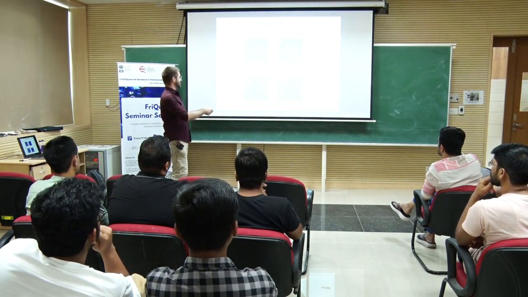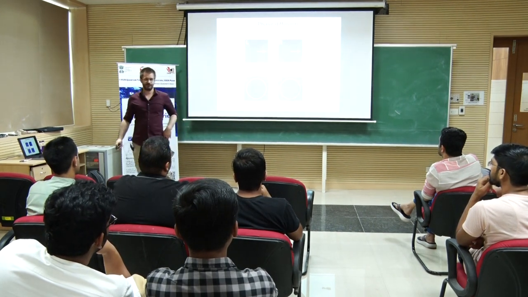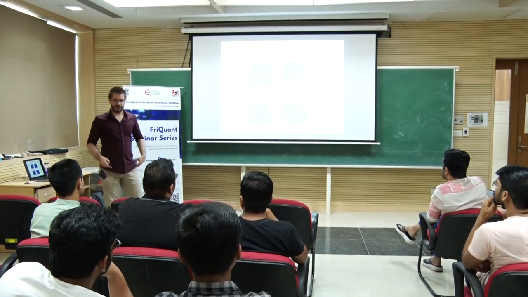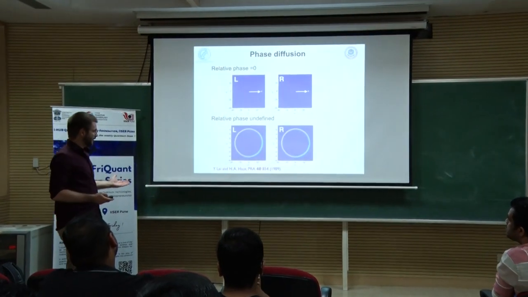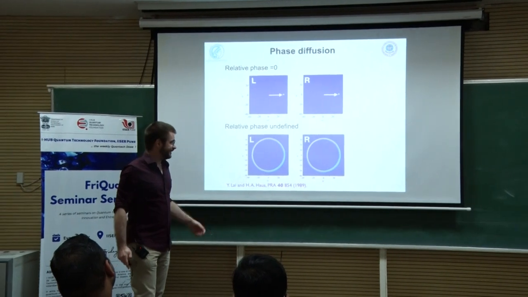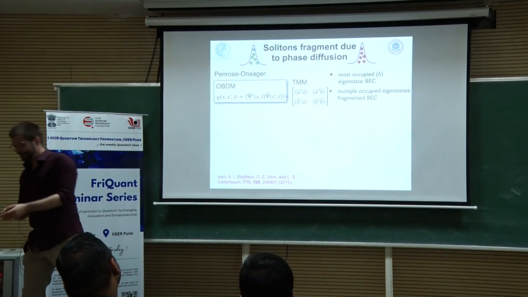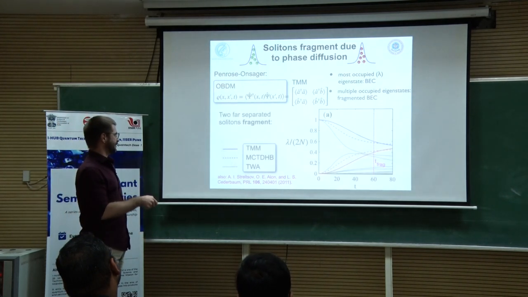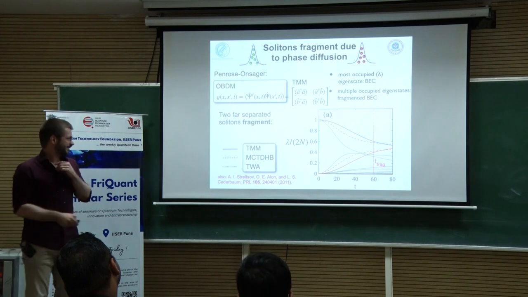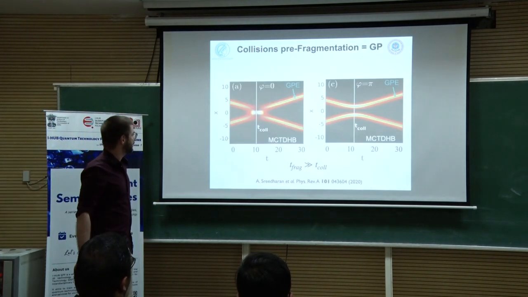So this process is called phase diffusion, and it was invented long before we came along. But now our realization is that because of that, the solitons lose their ability to have a well-defined relative phase. In the interest of time, which I think I'm running very short of, let me skip this. So that gives rise to something called fragmentation that these people had noticed earlier in one of their beyond mean field work. Let me skip that.